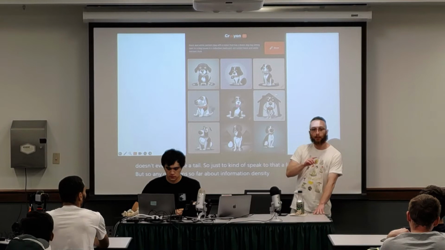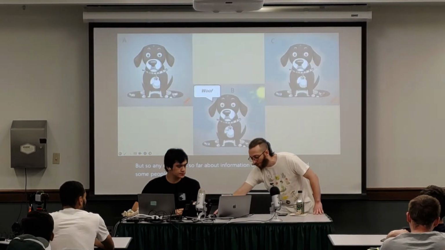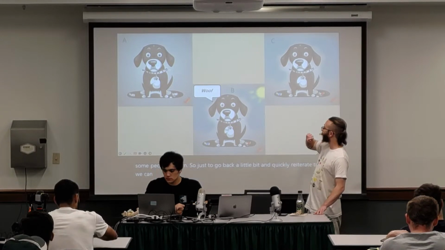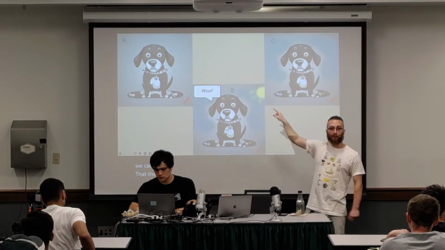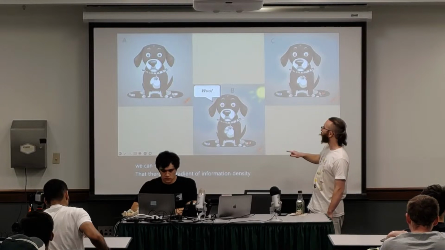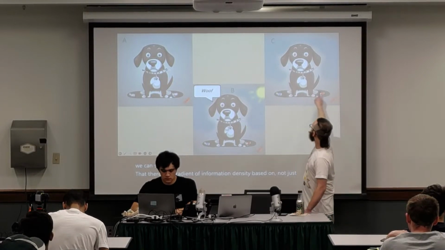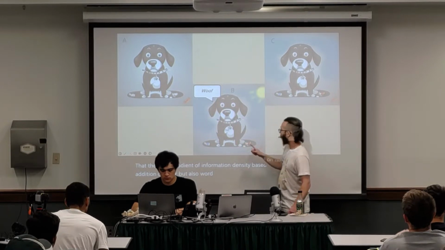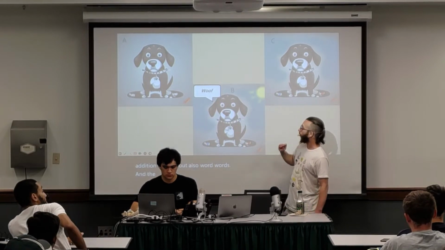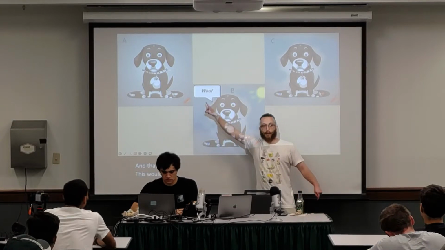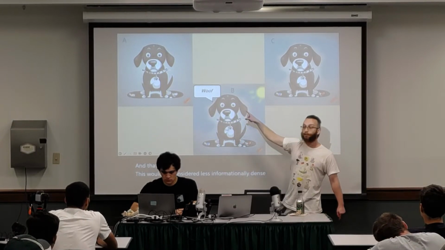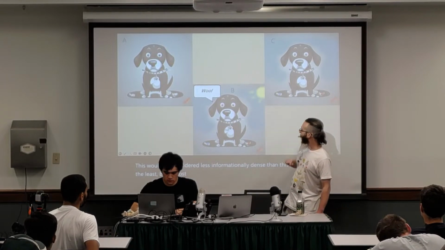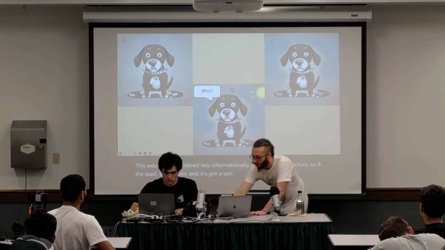I know we had some people walk in, so just to go back a little bit and quickly reiterate, we can see that there's a gradient of information density based on not just the addition of color, but also words. And this would be considered less informationally dense than this picture. So A, the least, B, the most. And it's got a sun. All right, just to cover that real quick.